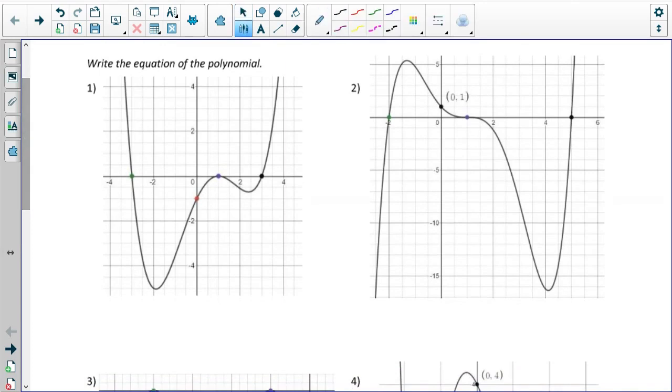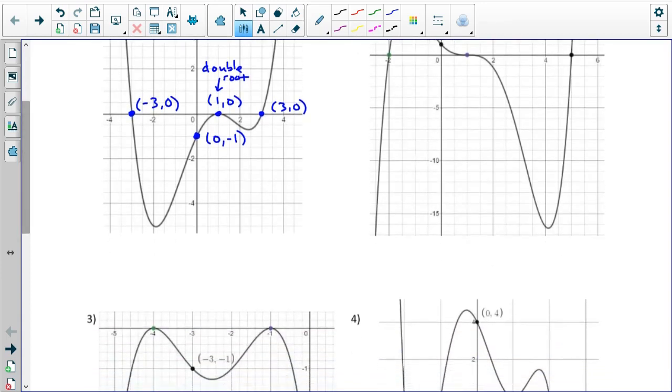If I am looking at this graph, I see that I have a root at (-3, 0). I have a root at (1, 0). And notice that this is a double root. So that's kind of important. And then I have a root at (3, 0). I also appear to have the y-intercept at (0, -1). So that'll probably help me graph this equation.